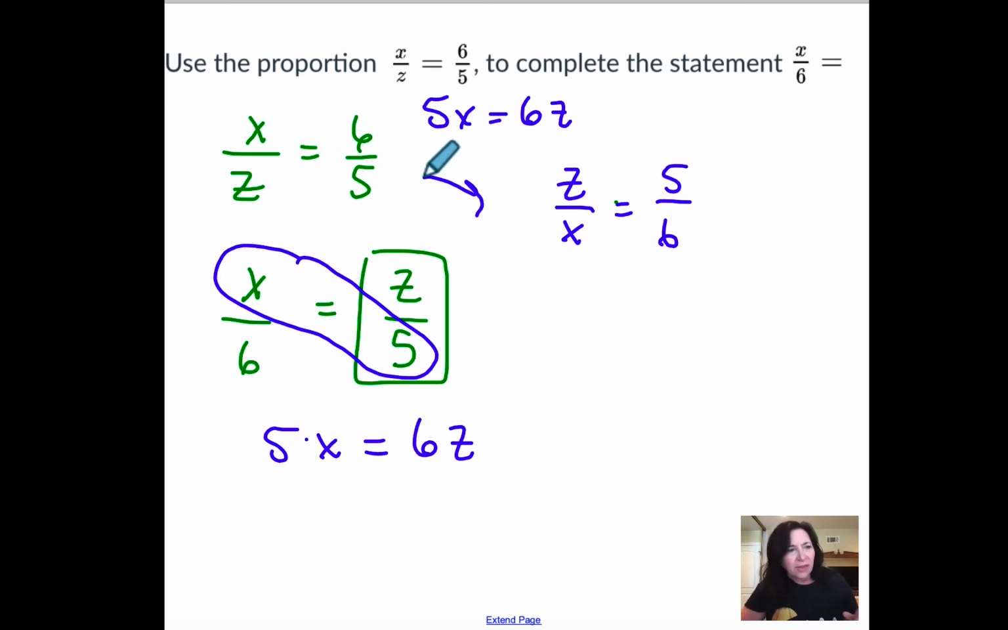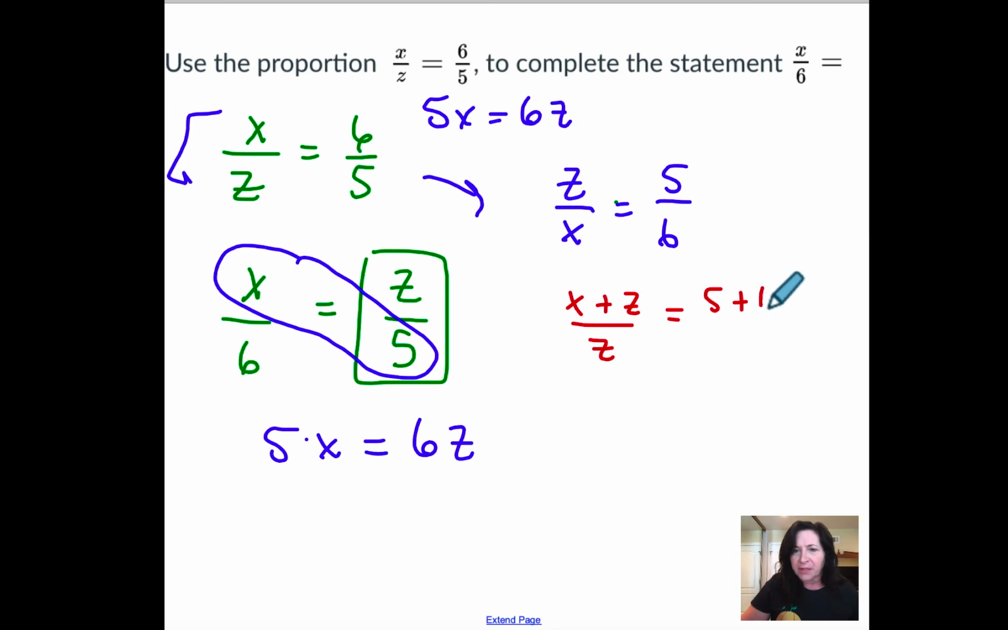Another one that isn't commonly used but is a great test question is when you add these two like this, and it looks like this. Let me use a different color. X plus z over z is equal to 5 plus 6 over 5. This is a great question. And yes, you can cross multiply and check that as well. But this for sure is definitely a favorite.